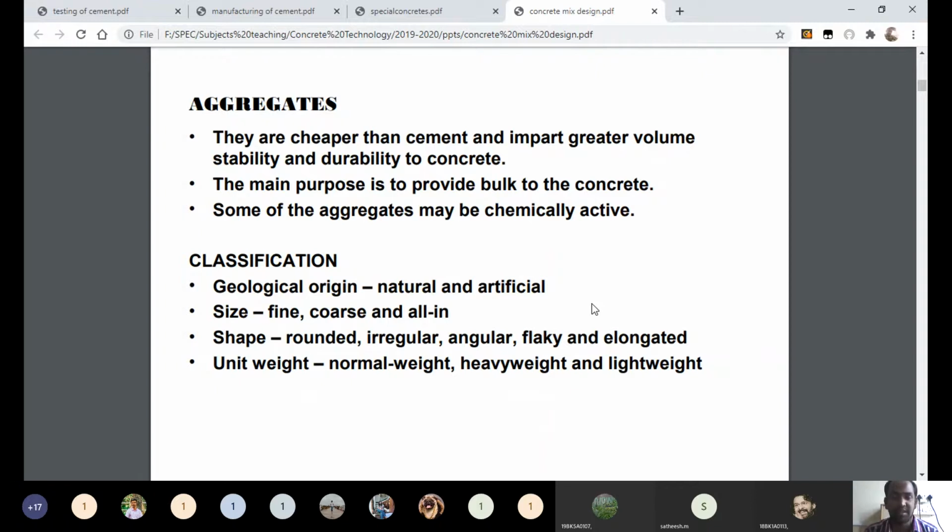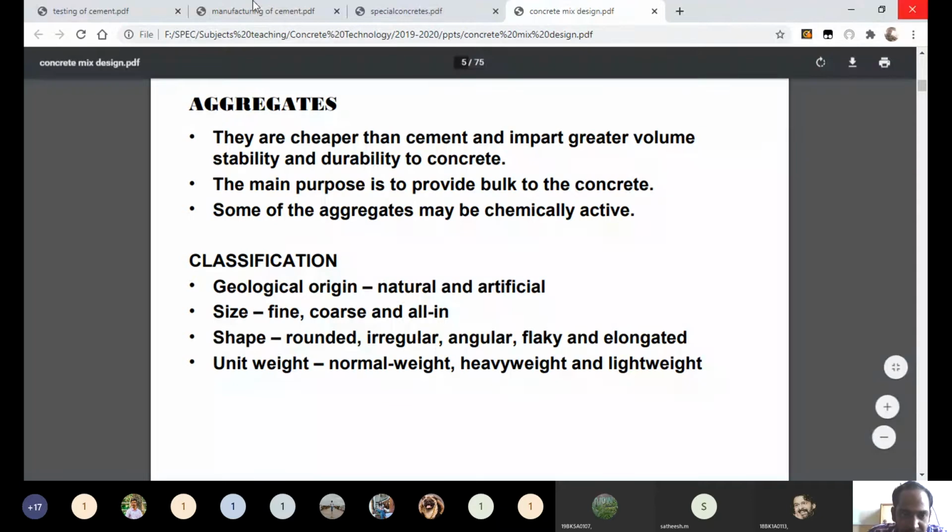So what is the strength, what is the quality, what is their origin, what is their size, what is their shape, and what is their unit weight. All these things we need to consider.